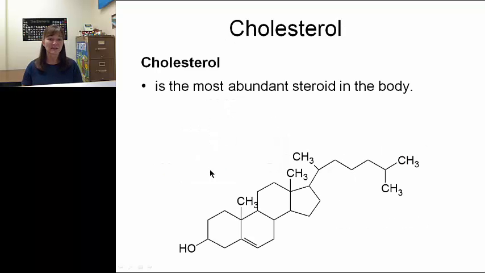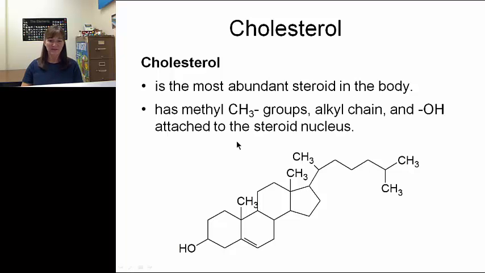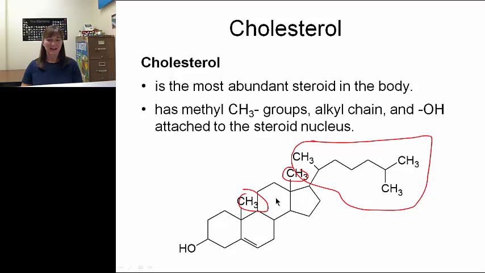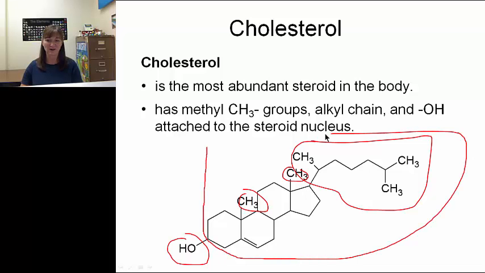Focusing on cholesterol, it's the most abundant steroid in the body. It has some methyl groups. So here's some methyl groups. It has one real big alkyl group. And it has the steroid nucleus, and it has this hydroxyl group on it. If I was to ask you which part of cholesterol is found probably on the inside of the cell membrane, and which part of cholesterol do you think is on the outside of the cell membrane, I would hope you would say that this whole region right here, since it just contains carbon and hydrogens.